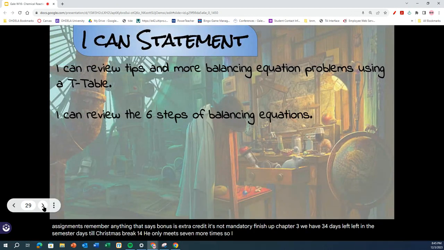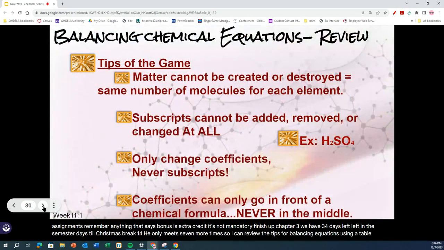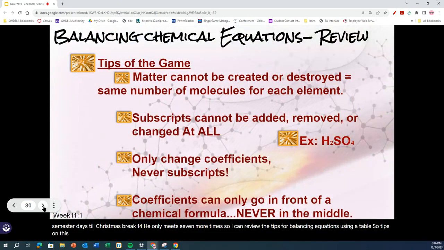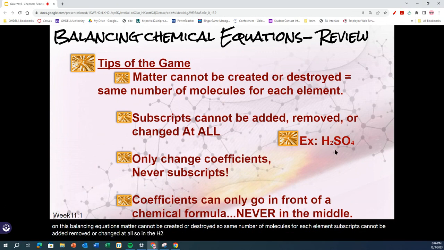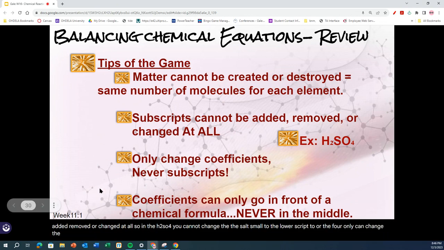So I can review the tips for balancing equations using a table. All right, so tips on balancing equations. Matter cannot be created or destroyed, so same number of molecules for each element. Subscripts cannot be added, removed, or changed at all. So in the H2SO4, you cannot change the small 2, the lower subscript 2, or the 4. You can only change the coefficients.